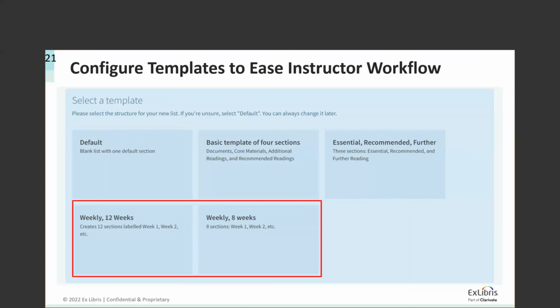For the weekly template, you're going to want to base that on whatever length your standard academic terms are. But it can take a lot of time for an instructor to create like 12 sections in a reading list for the 12 weeks of class.